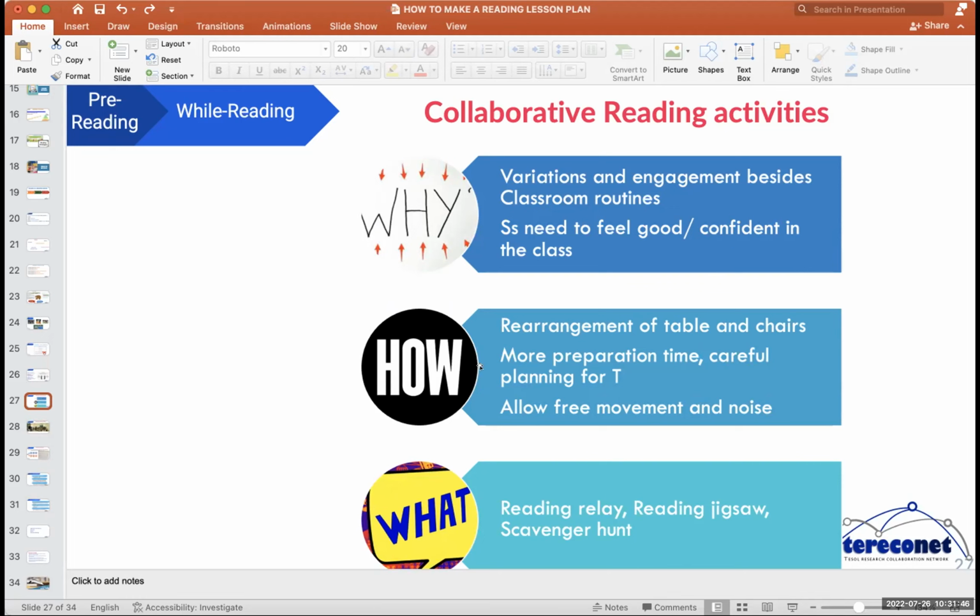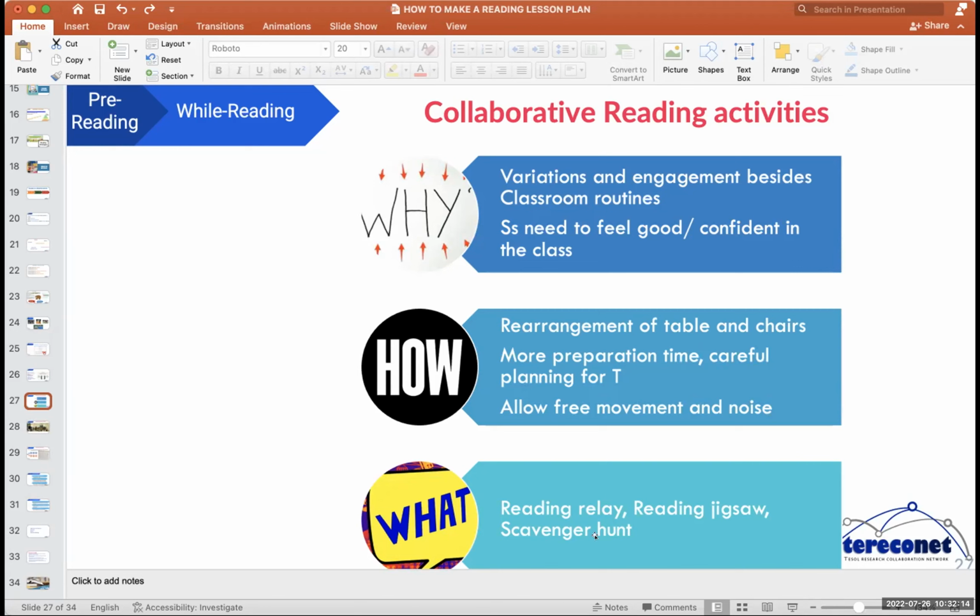How can we do that? We teachers have to do some arrangement of tables and chairs, maybe some more preparation time, and a lot of planning and management skill is involved here. But we should also be ready to allow free movement, and students are going to make noise, get excited, and then get crazy and something goes out of control. We should be prepared for that.